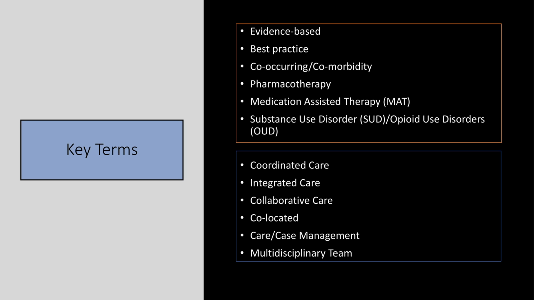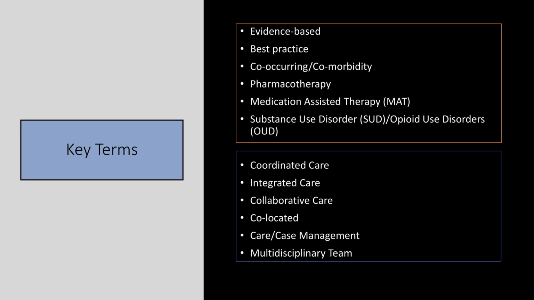Substance use disorder is a mental disorder that affects a person's brain and behavior, leading to the person's inability to control their use of substances such as legal or illegal drugs, alcohol, or medications. Opioid use disorder is the inability to control use or reliance upon opioids, and these can be prescribed or off-the-street opioids. The terms coordinated, integrated, collaborative, co-located, and care or case management are often used interchangeably and can lead to confusion regarding the types of services that are being delivered, evaluated, or discussed.